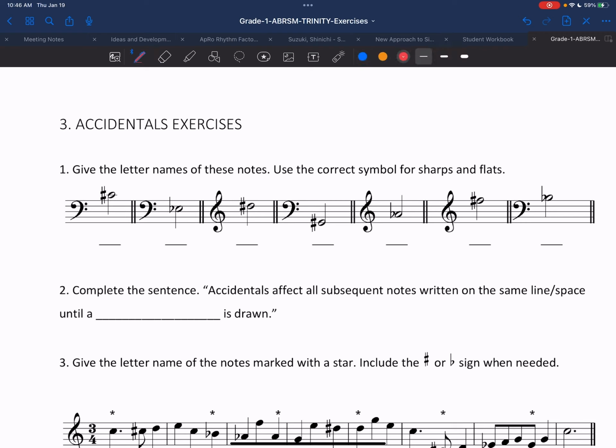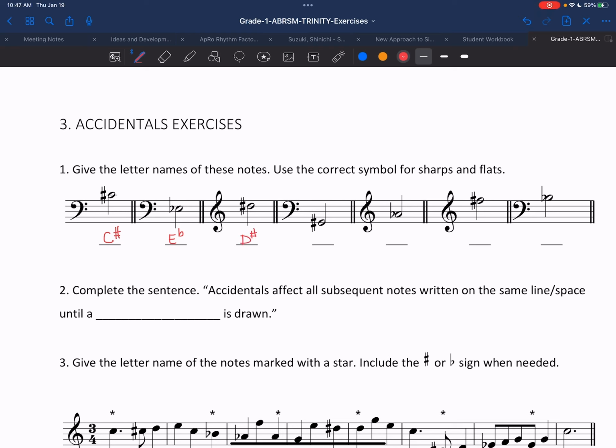Our first answer is C sharp because we are in the bass clef. So we'll write C sharp. Next one, bass clef, this is E flat. The next one is treble clef, the D sharp.